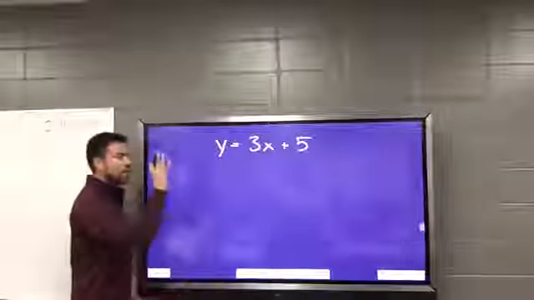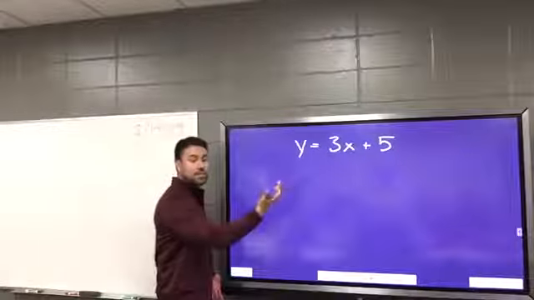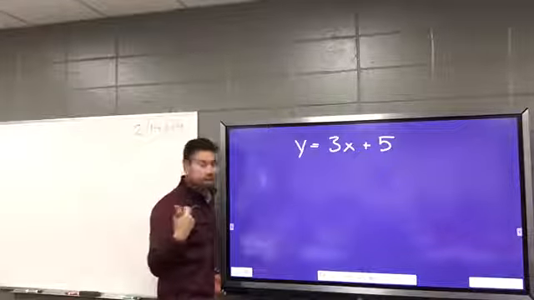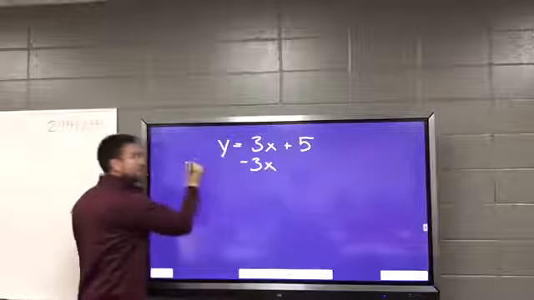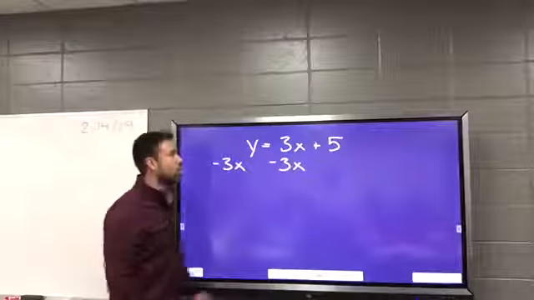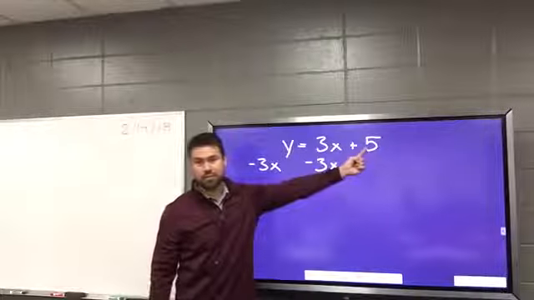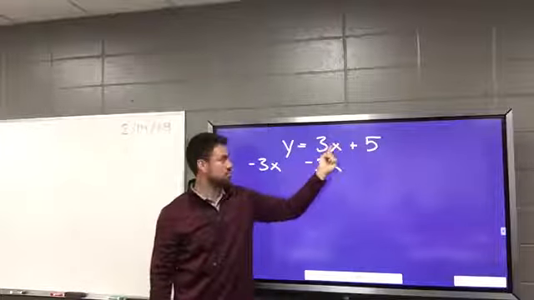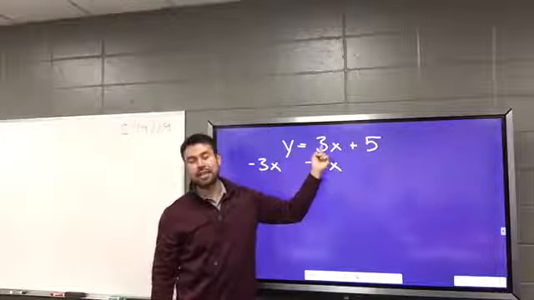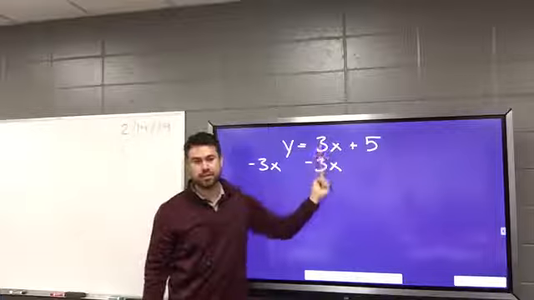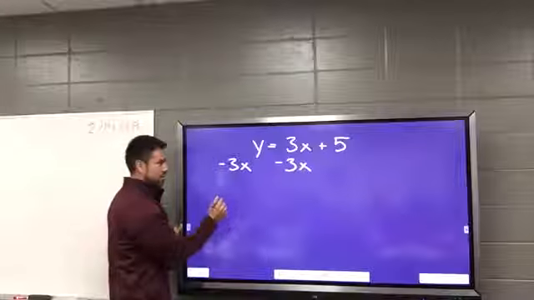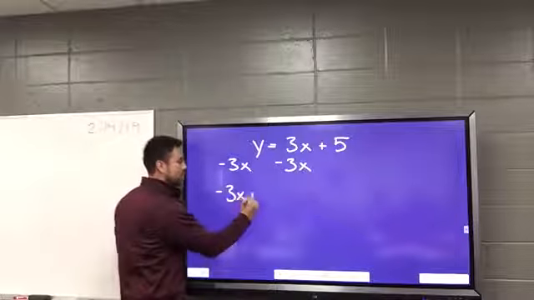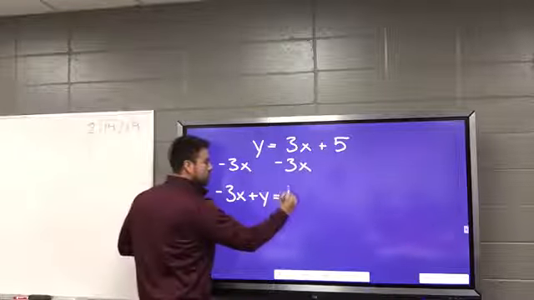Here's what I would do. Basically, I'm thinking the 5 has to be by itself, and don't the x and y have to be on one side? So here's what I'm going to do. I'm just going to subtract 3x from both sides. Why would I do that? Well, what's happening to 5 here? It's being added with 3x. What undoes the addition of 3x? Subtracting of 3x, but this is what I'm left with. Negative 3x plus y equals 5.